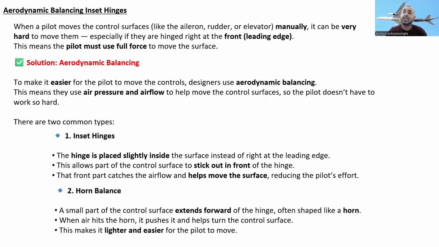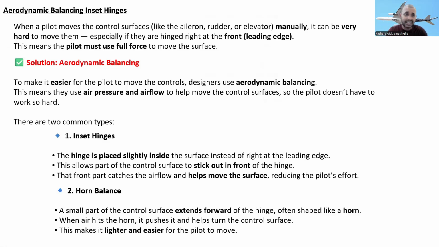This means they use air pressure. They are using air pressure and airflow to help move the control surface, so the pilot doesn't have to work so hard. So what did they use? They are using air pressure and the airflow. There are two common types. What are the two common types? One is inset hinges and the other is the horn balance.